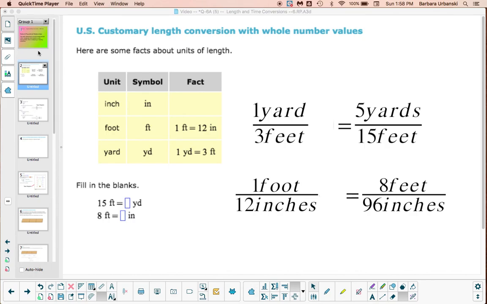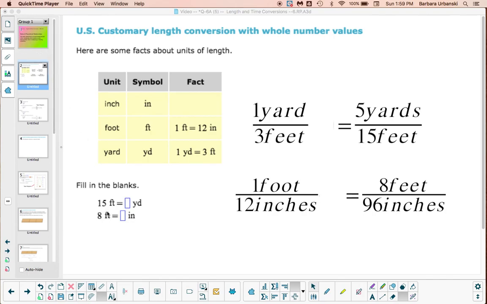We're going to look at conversions and their whole number values. The biggest deal with this is that you have to know that 12 inches equals 1 foot, and that there are 3 feet in 1 yard. Most of you know that already, but if you don't, that's something you're going to have to just memorize. And they want you to go ahead and fill in the blanks.